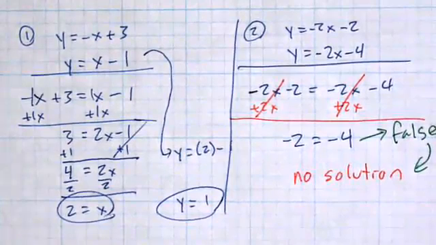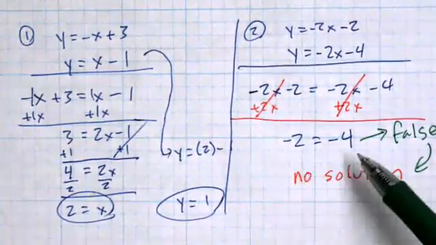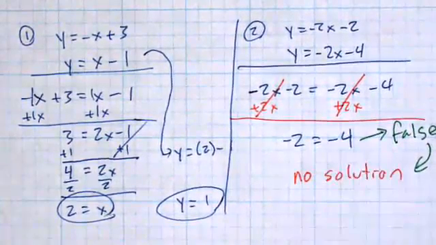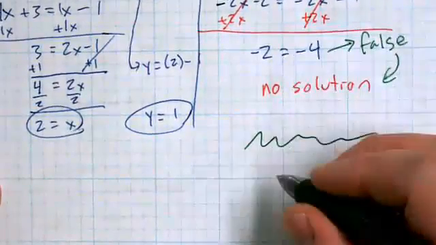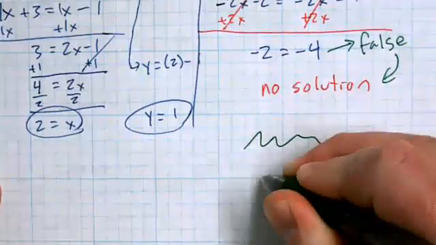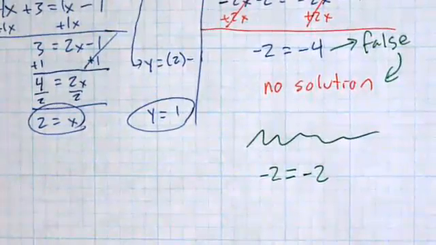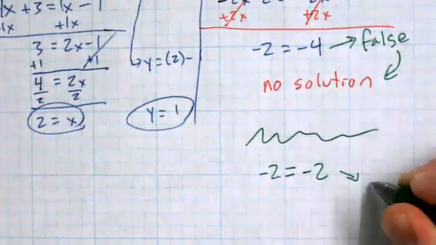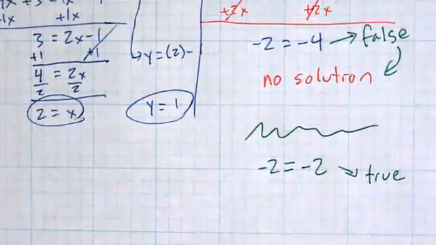Now we will see some other problems that are going to work out kind of like this, but maybe when we get to the step, it would say -2 equals -2. So if we had another problem, I'm just going to put some squiggles here, and we did a whole bunch of steps and we got -2 equals -2. That's true, right? So we don't write no solution for this one. Do you remember what we did in first semester when we ran into a true statement like this? We said all real numbers.